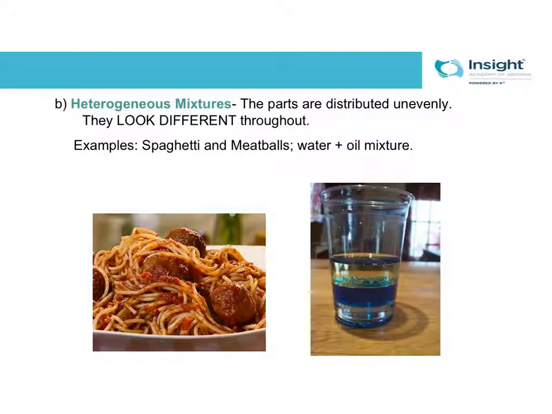Whereas a heterogeneous mixture, your parts are going to be easily visible. All right, they're distributed unevenly. So hetero means different. So heterogeneous mixtures look different throughout. You can see the different components. Right? So spaghetti and meatballs. You can see the spaghetti and the meatballs, and you can tell that there's different stuff in there really, really easily. All right, water and oil is a heterogeneous mixture because you form the water layer and the oil layer.